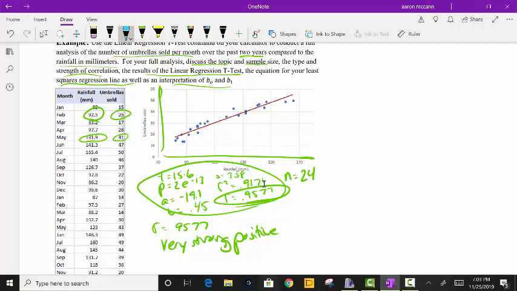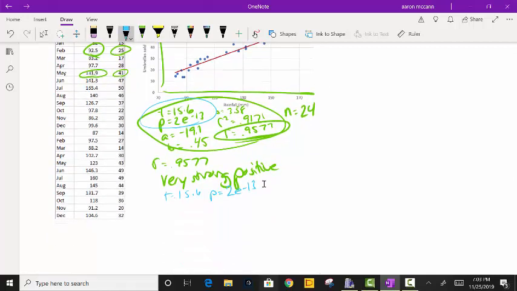And then the result of the linear regression t-test is right here. We have a t-score of 15.6 with a p-value of 2e to the negative 13, which means that our p-value is less than 0.0001, so we're going to reject the null. What that means is we have statistically significant evidence that linear regression is appropriate, because we have statistically significant evidence that our correlation value is not equal to 0.